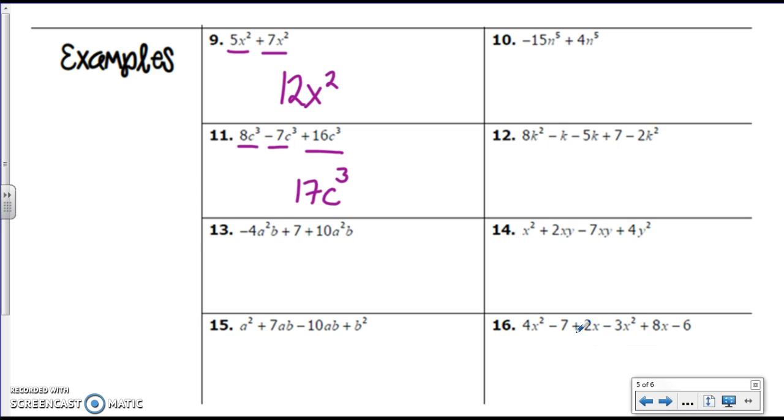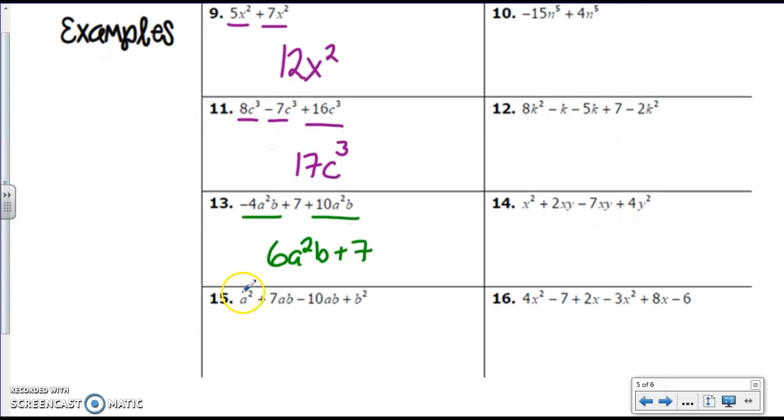Okay. In the next problem here, notice that this has an a squared b, and this has an a squared b, so I can combine those together. But the one in the middle does not, so I can't combine that one. So we're going to do negative 4 plus 10, which gives me 6, and then I have a squared b. But since I have nothing to combine with that plus 7, I'm going to bring it straight down. It's going to stay right there in my answer.